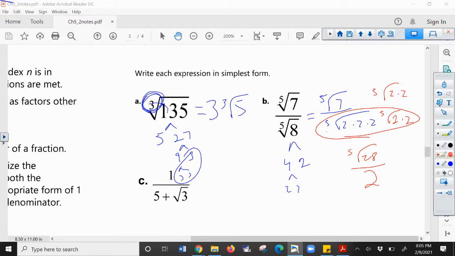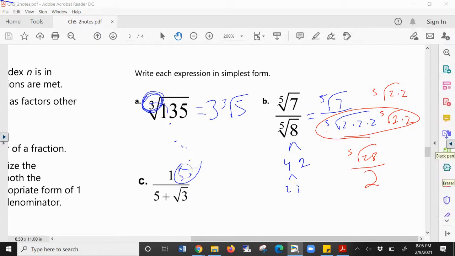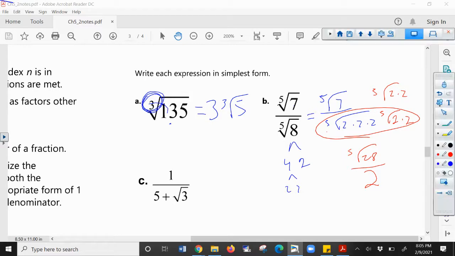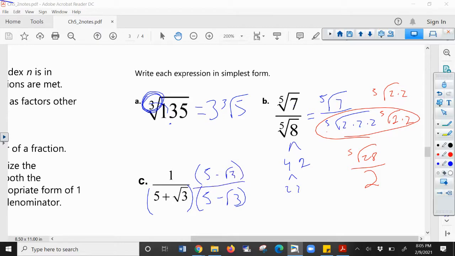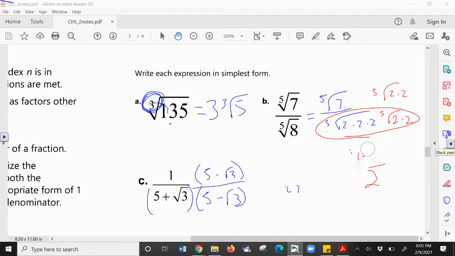This one over here, I need a little more room. So this one over here is 1 over 5 plus the square root of 3. We've had these before, but just as a reminder, I need to multiply by the conjugate, which is 5 minus the square root of 3, in the top and bottom. By multiplying by the conjugate, we'll get rid of all the square roots and whatever kind of roots we have in the denominator. So here we go.